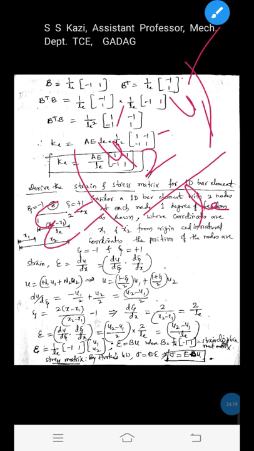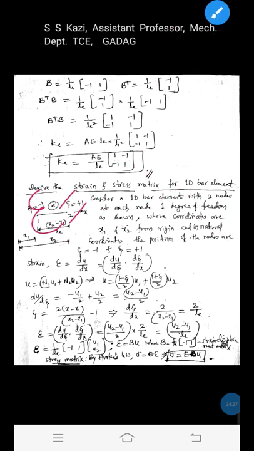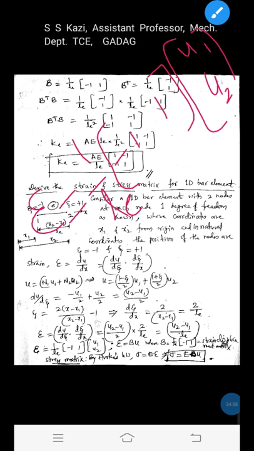Now this strain can be written in matrix form. You will get strain is equal to 1 by Le into [minus 1, 1] into [u1, u2]. If you multiply, you will get the same: 1 by Le into minus 1 into u1 plus 1 into u2, that is minus u1 plus u2, which is u2 minus u1, so 1 by Le into that gives u2 minus u1 by Le.